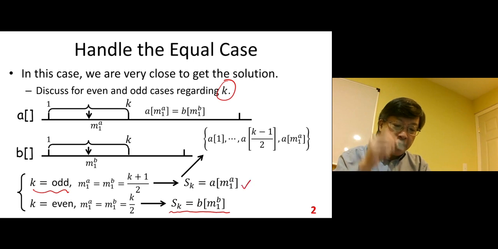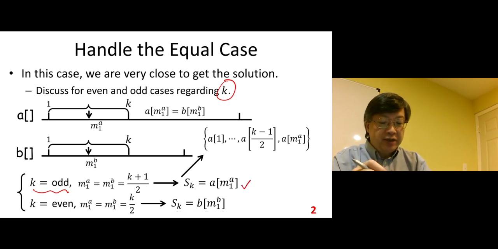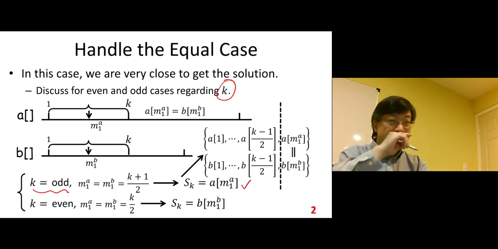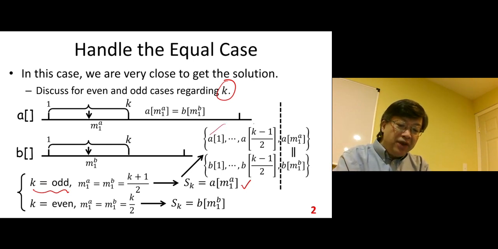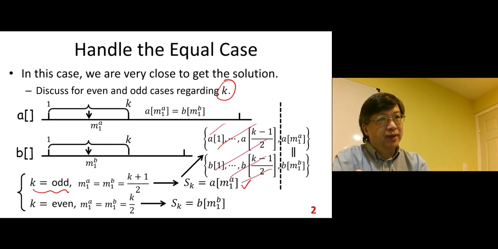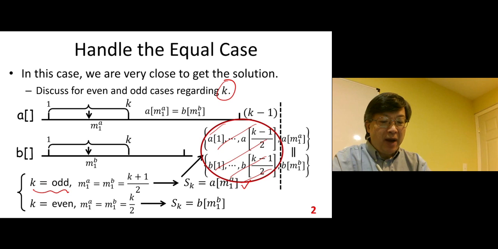For the odd case, let's look at these two arrays, these two parts. We know they are equal. Then let's draw this line. Examine these elements. How many elements do we have? K minus 1. Because each one has K minus 1 over 2, so double that, K minus 1.